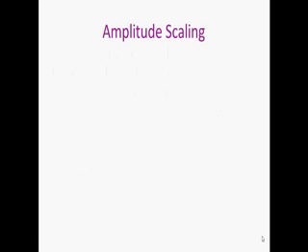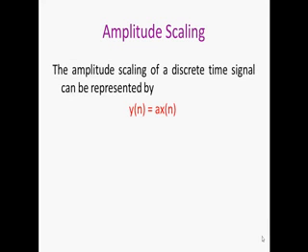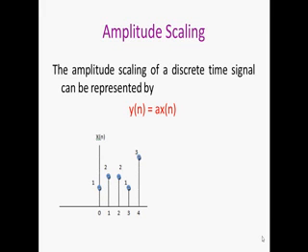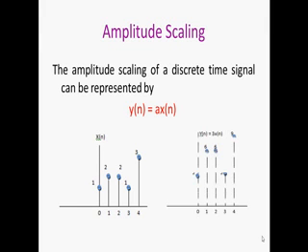Amplitude scaling. So in amplitude scaling, the discrete signal can be represented as y of n equal to a into x of n. Here the amplitudes are scaled by a constant factor a. So for example, if x of n is 1, 2, 2, 1, 3 with a time period of 0 to 4, then 3 into x of n is obtained as 3, 6, 6, 3, 9. So the time period will not be changed, only the amplitude is scaled by the factor 3.